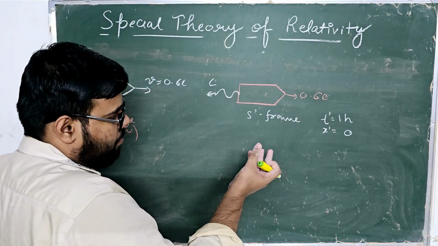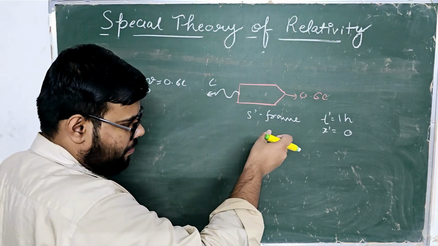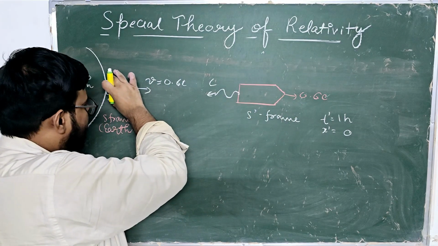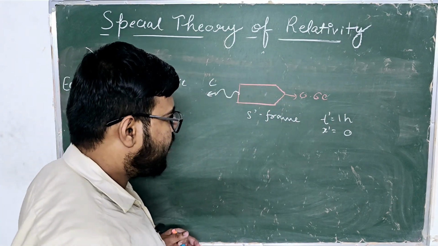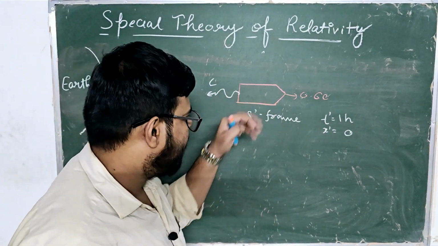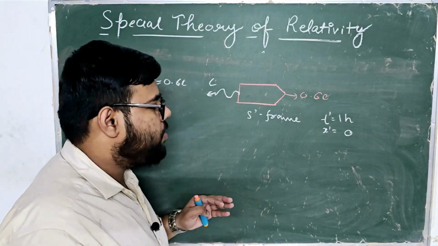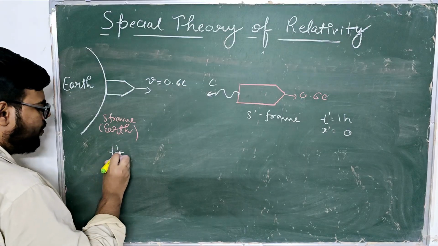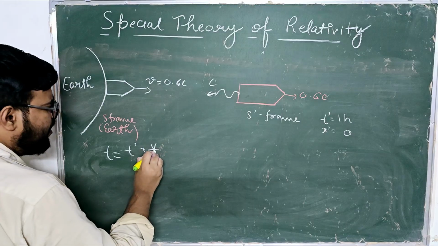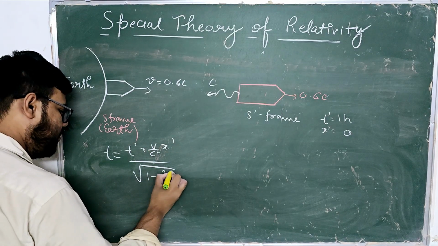Now with respect to Earth, after how much time was the signal released? Because with respect to the observer in the rocket, 1 hour had passed after the launch. But with respect to the person on Earth, what will be the time at which the signal is released? So in this case, we will simply use t is equal to t prime plus v by c square x prime, right?